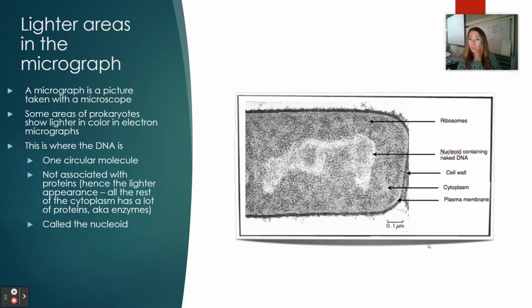Here is a picture of it. We talked about being able to identify cells from a picture on your test, and measure them and calculate. This is called a micrograph. Here's your little measurement showing you how big it is. It's also labeling things for you, like ribosomes, this messy little DNA, the cell wall, the cytoplasm, and the plasma membrane.